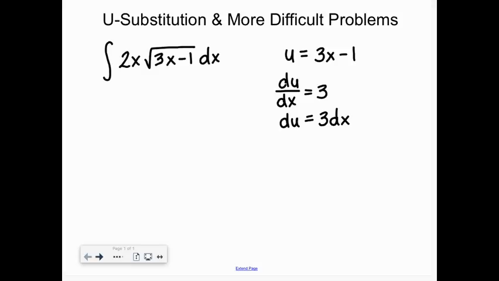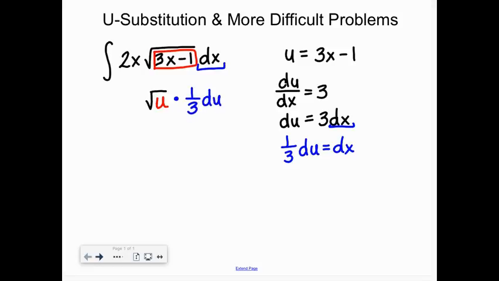All right. So let's see what I've accounted for. I know that this 3x minus 1 is the u, so I have the square root of u. That's accounted for. What's not accounted for yet is the dx. So I have it here, but I do need to divide by 3. So 1/3 du will be the dx. Okay, so that makes sense.